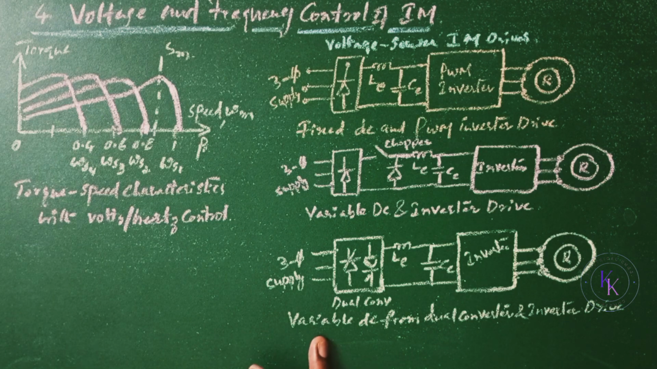And in the third circuit, the variable DC from dual converter and inverter drive, the DC voltage is varied by the dual converter and the frequency is controlled within the inverter. This arrangement permits regeneration. However, the input power factor of the converter is low, especially at high delay angles. These three circuits are the voltage source induction motor drives. This is regarding the voltage and frequency control of an induction motor.